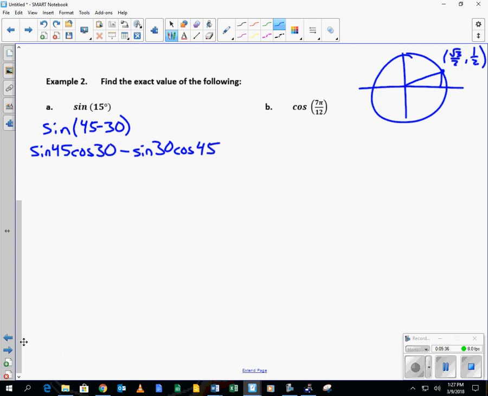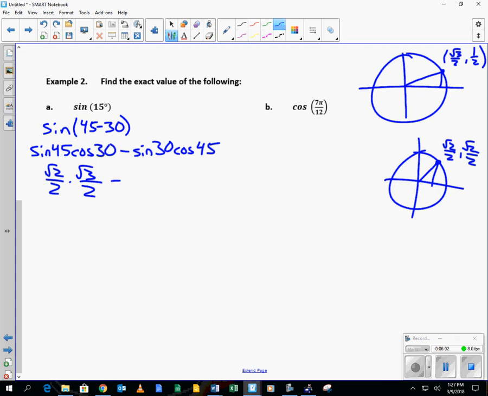Well, I've got a 30-degree angle there. I'll draw a 45 one. So we've got root of 2 over 2 and root of 2 over 2, right? So what's the sine of 45? What's the cosine of 30? Root of 3 over 2 because it's the x value. Very good. Minus, what's the sine of 30? 1/2. What's cosine of 45? Root of 2 over 2.